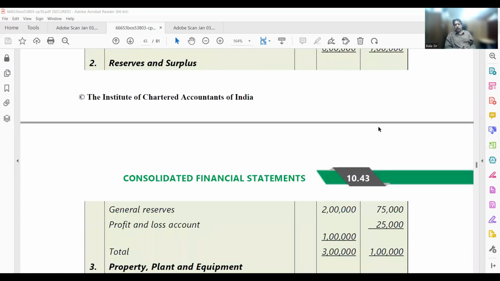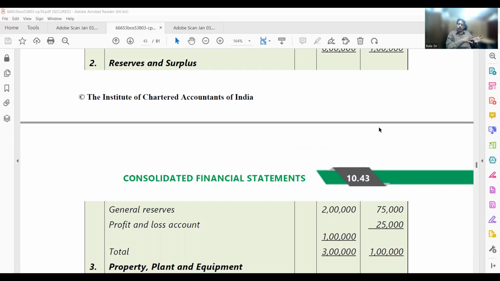80%, 20%. And tell me, reserves and surplus, what is given? General reserve, 75,000. Wait, 75,000 as on 31/3/X1 balance sheet, right? Yes, sir. But what was the balance in reserve at the start? Remember, it was 25,000. That means how does 25,000 become 75,000? That means 50,000 should be the amount transferred to general reserve from the current year profits. The entry would have been profit and loss appropriation account debit, general reserve credit. Understood? Yes, sir. And what is the balance in P&L given? 25,000. What was there at the start? 15,000. That means 10,000 is the profit made in the current year by the subsidiary company. Got it? Yes, sir.